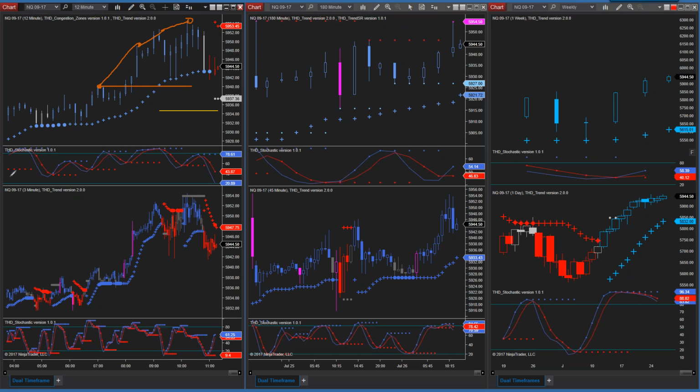Now, if you add to that your stochastics, do you see how you made a higher high and your stochastics made a lower high? Okay, that's divergence. It's just regular divergence. And this is telling you this is fixing to retrace. In other words, this is fixing to come down. Does everybody understand that?